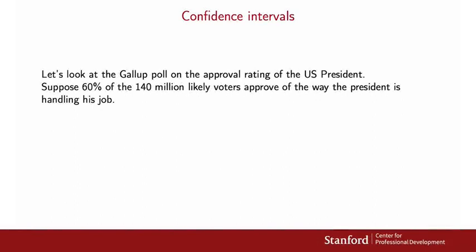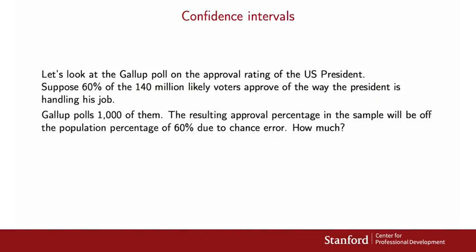There are about 140 million likely voters. And let's suppose for a minute that 60% of them approve of the way the president is handling his job. Now we do a poll. Let's say we poll 1,000 of them. The approval percentage we get in the poll should be somewhat similar to 60%, but it will be off a little bit. How much will it be off?